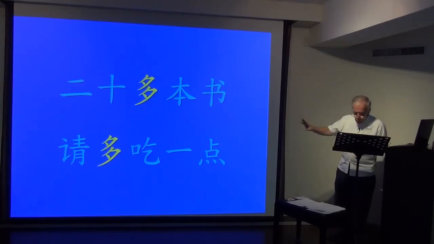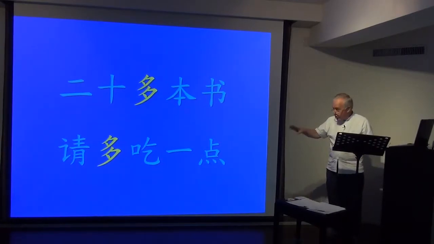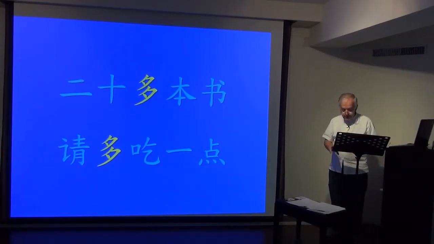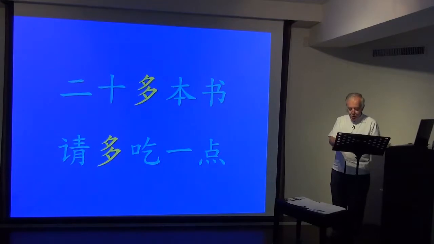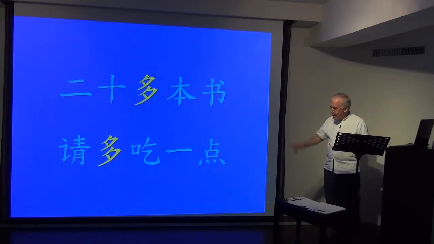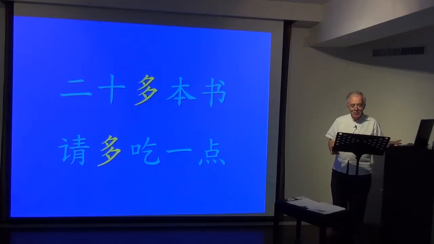But also, 多 can be used adverbially, meaning more, or 少 can be used, meaning less. 请多吃一点, please eat a little more. 请少说话, please talk less. So 多 can mean more or less, as well as many.